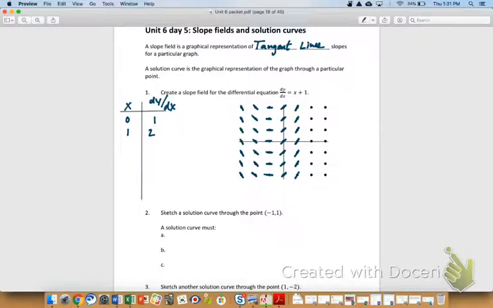I don't know what it is today, but this is one of the better slope fields I've ever drawn. Usually they are all over the place. I'm happy with that for sure. Let's see here. So 1, 2, 3.